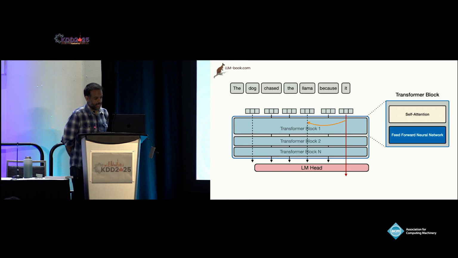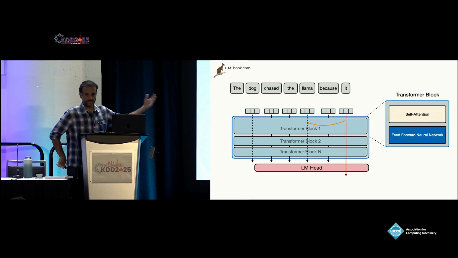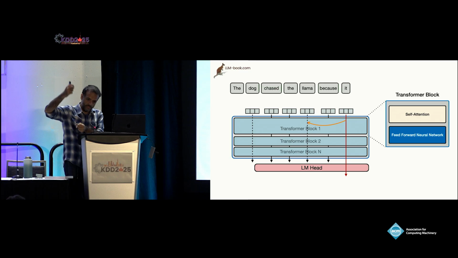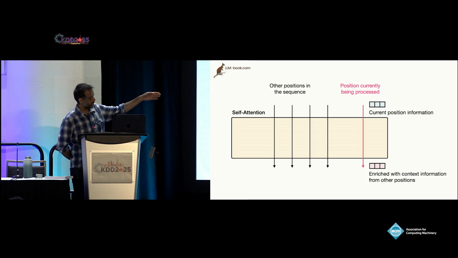And then attention helps the model make sense of the context. So when the model is processing the word "it" in an example like this, where it's "the dog chased the llama because it...", the model needs to understand, does "it" refer to the llama or to the dog? And attention helps it make sense of this. It helps it bake the right information into the representation of the token "it," so it's able to make the process.